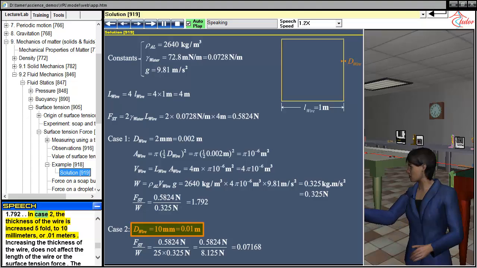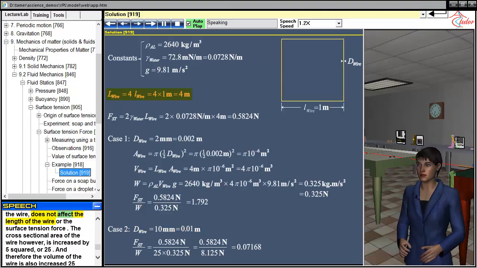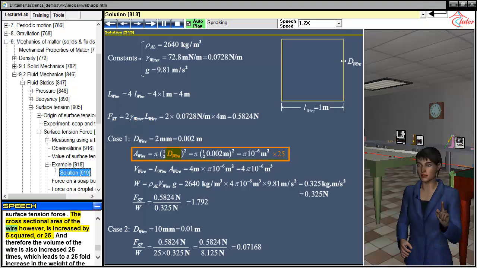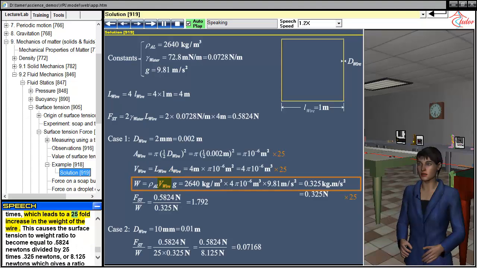In case 2, the thickness of the wire is increased 5-fold, to 10 mm, or 0.01 meters. Increasing the thickness of the wire does not affect the length of the wire, or the surface tension force. The cross-sectional area of the wire, however, is increased by 5 squared, or 25. And therefore the volume of the wire is also increased 25 times. Which leads to a 25-fold increase in the weight of the wire.